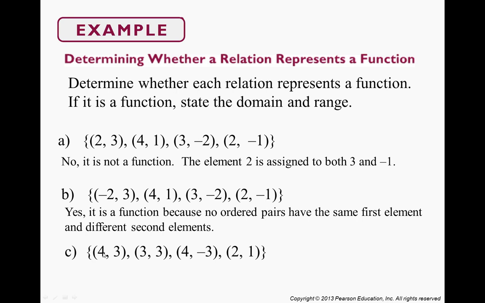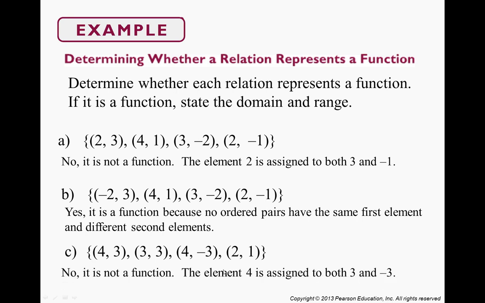4 gives me 3, 3 gives me 3. Now it's okay to have an input give me the same output like in these two ordered pairs, but I can't have 4 give me -3 because here it's giving me 3. So I can't input 4 and get out -3 and input 4 and get out +3. So this is not a function.